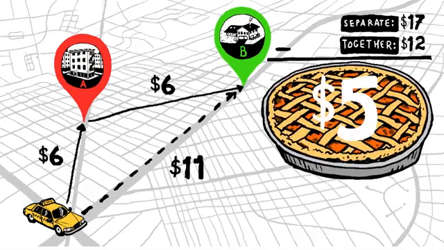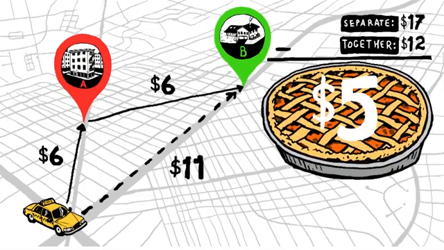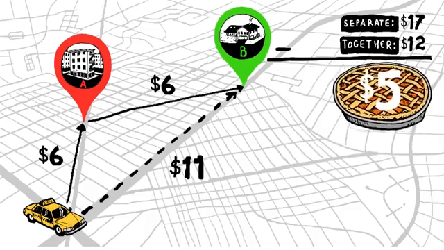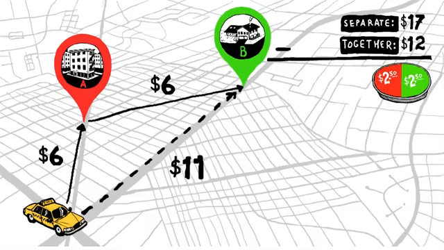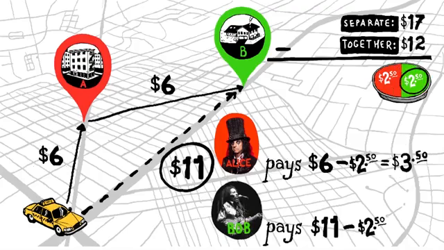Note, I'm ignoring that Bob will be slightly delayed in taking this route. That delay cost would make the pie slightly smaller, but we're not going to factor it in here for Bob or later when it comes up for Carol. Since the pie is $5, if they split the savings, then Alice will pay 6 minus $2.50, which is $3.50, and Bob will pay 11 minus $2.50, which is $8.50.